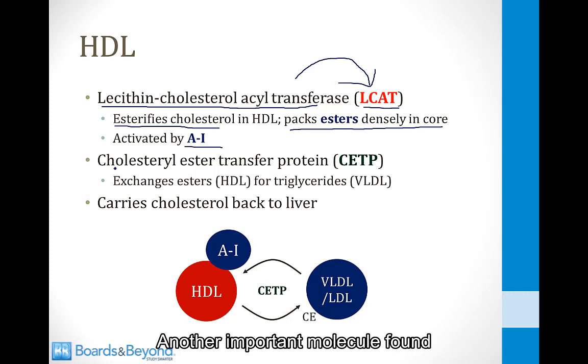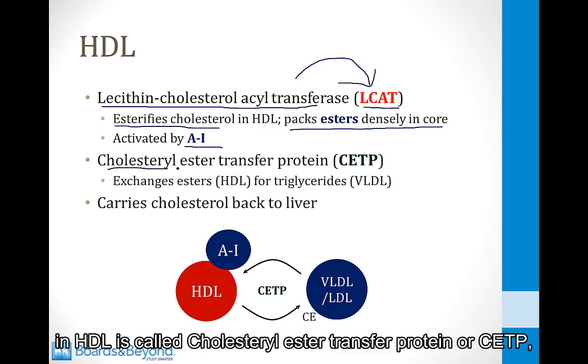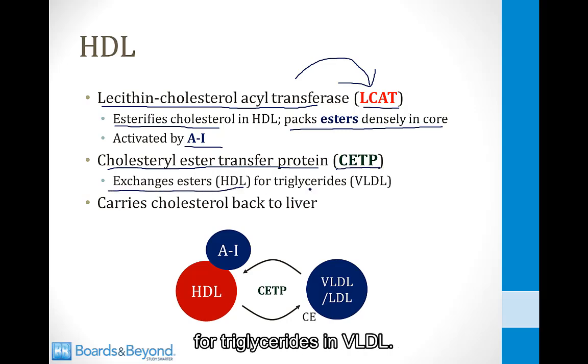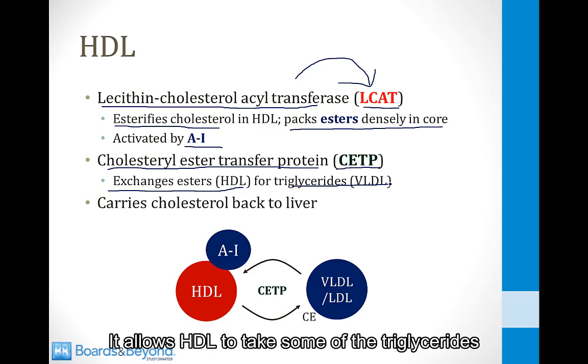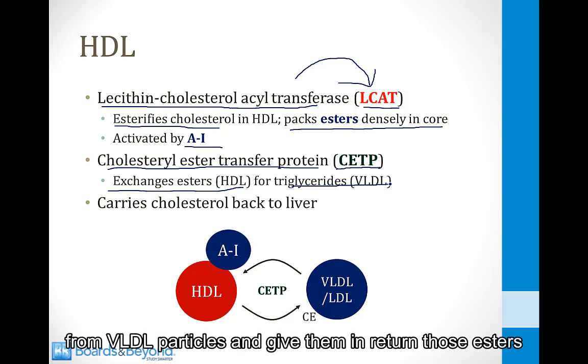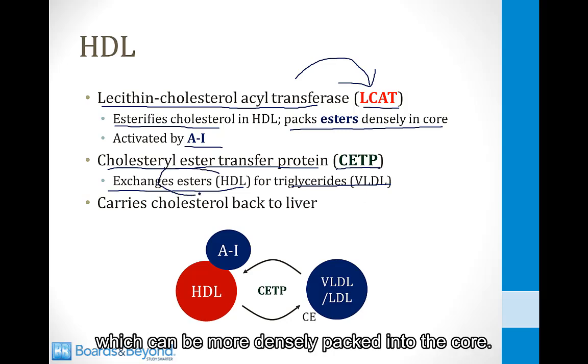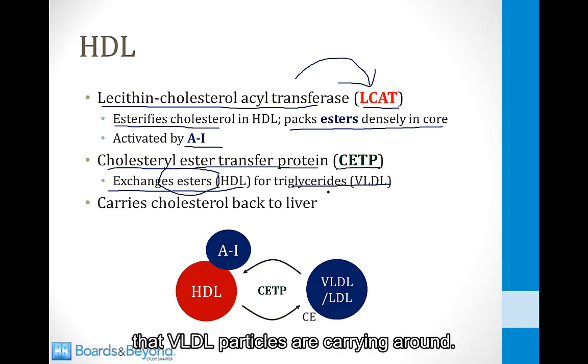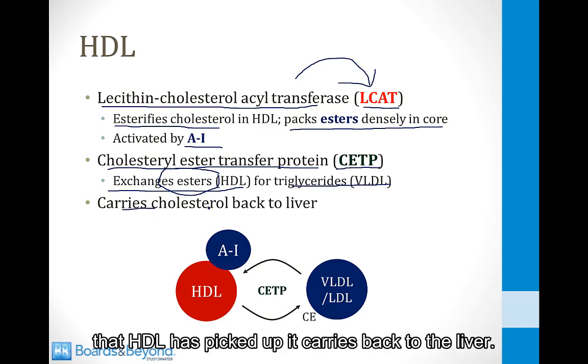Another important molecule found in HDL is called cholesterol ester transfer protein, or CETP. This protein exchanges the esters in HDL for triglycerides in VLDL. It allows HDL to take some of the triglycerides from VLDL particles and give them in return those esters, which can be more densely packed into the core, and this relieves some of the bulky triglycerides that VLDL particles are carrying around. Then the cholesterol and the triglycerides that HDL has picked up, it carries back to the liver.